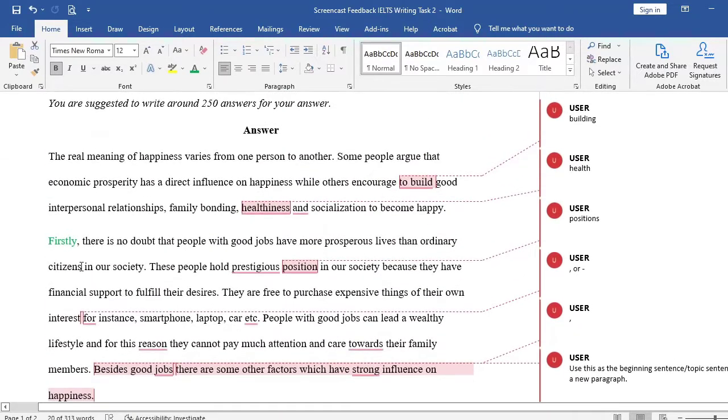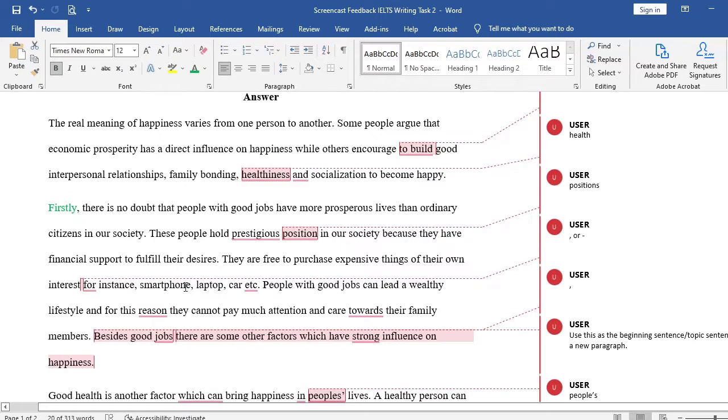There are also other issues here. For example, she makes some points and then she explains some of them but doesn't explain all of them. For example, firstly, there is no doubt that people with good jobs have more prosperous lives than ordinary citizens in our society. So she goes on to give an explanation behind this statement. For example, she writes, these people hold prestigious positions in our society because they have financial support. She also writes, they are free to purchase expensive things of their own interest. And she gives examples. She also writes, people with good jobs can lead a wealthy lifestyle, and for this reason they cannot pay much attention and care.